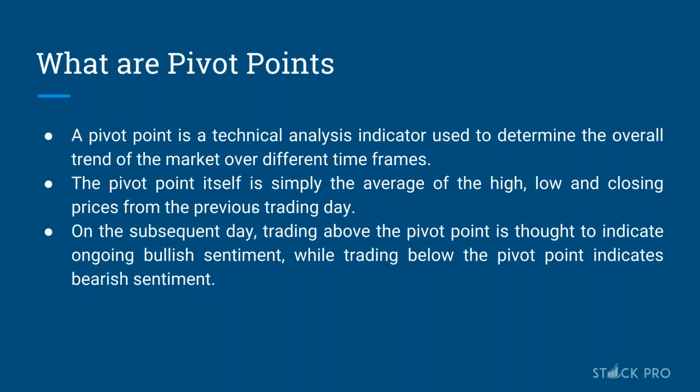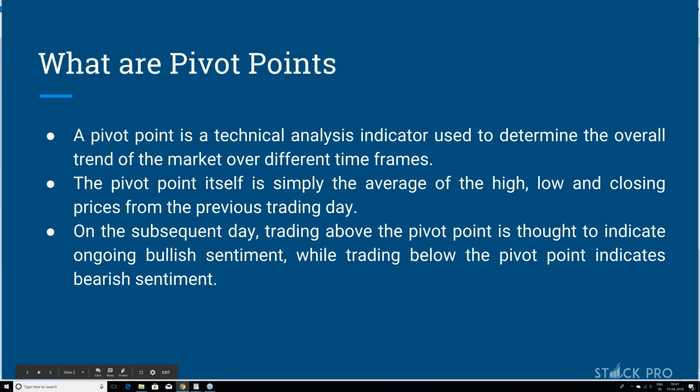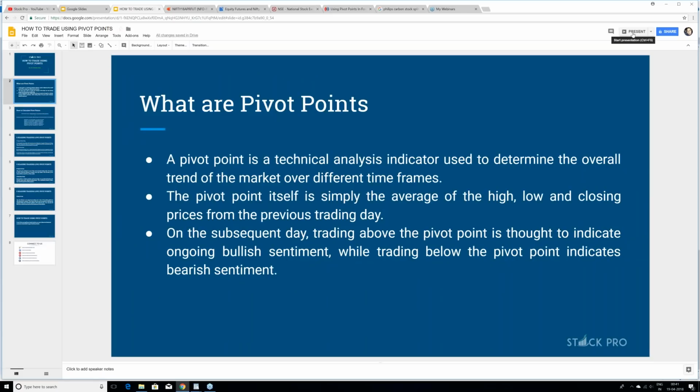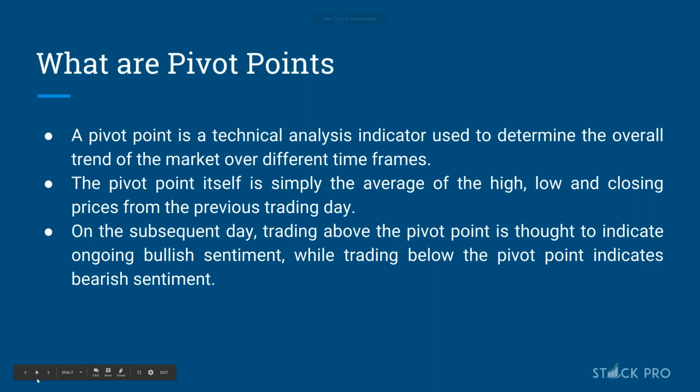The pivot point itself is simply the average of the high, low, and closing prices from the previous trading day. And then on the subsequent day, trading above the pivot point is thought to indicate ongoing bullish sentiment, while trading below the pivot point indicates bearish sentiment. And I'm sure you must have watched all my videos, and I always say that Nifty opened above the pivot point, and hence its sentiment is positive. So let's go there and see, or before that, let's just see the next point, and then we will go to the graph and see what's happening over there, right?